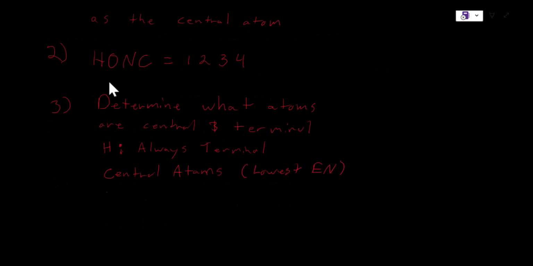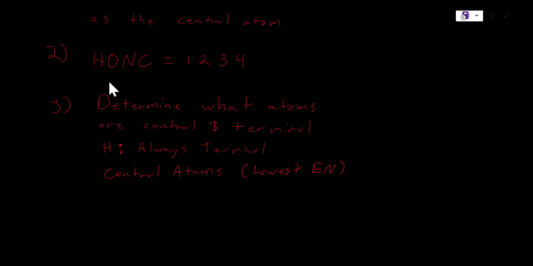A third tip would be to determine what atoms are central atoms and what atoms are terminal atoms. Hydrogen atoms are always terminal atoms because they can only form one bond. And the central atom is usually the atom with the lowest electronegativity. We went over this in a previous video, but I did want to add this as part of the tips to use when you're connecting atoms for a Lewis structure.